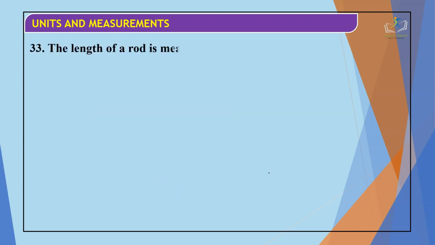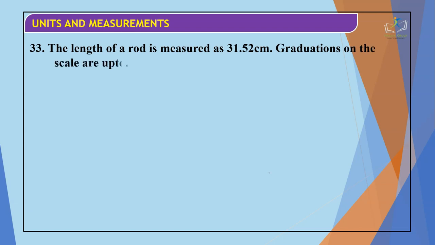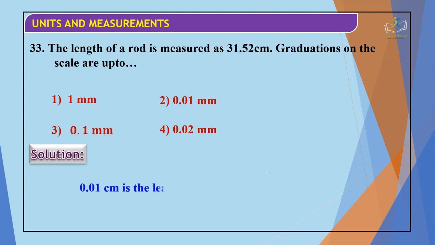Next question we have: the length of the rod is measured as 31.52 centimeter. Graduations on the scale are up to 1 millimeter, 0.01 millimeter, 0.1 millimeter, 0.02 millimeter. The correct answer for this question is that 0.01 centimeter is the least count, so the correct answer is 0.1 millimeter.